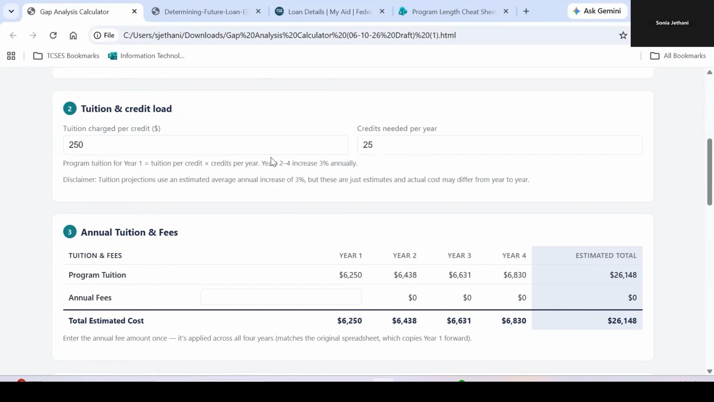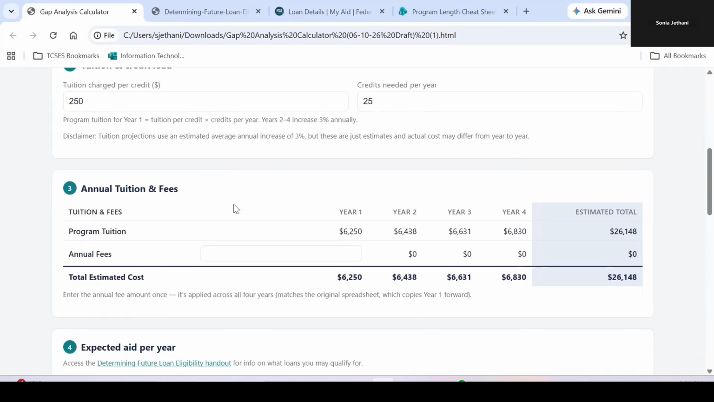Note that this calculator also has tuition projections using an estimated average annual increase of 3%, but these are just estimates and actual costs may differ from year to year. If you have any questions, please contact the Office of Financial Aid or the Office of Student Accounts regarding your tuition. Once entered, the section under annual tuition and fees will be updated with your program tuition according to the projection of 3% year over year for the next 4 years.